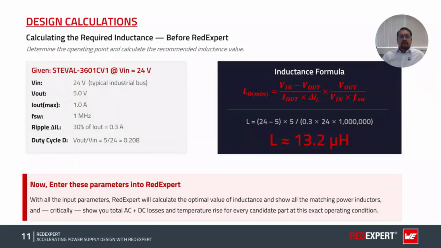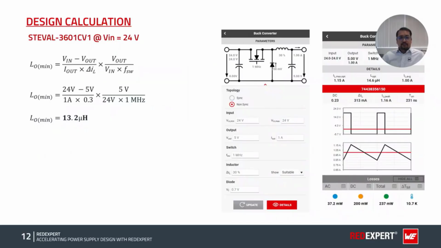But when you have a non-synchronous buck converter in your application and a diode is required, most of the time in this numerical calculation we forget to consider the diode's forward voltage, but REDEXPERT does not. Let's see this with the same example, considering this as a non-synchronous buck converter, and how it impacts. Here we put the same input and output values, and when we find the inductor value with the help of REDEXPERT, it comes out as 14.6 microhenry. But in the numerical calculation, it was 13.2 microhenry.